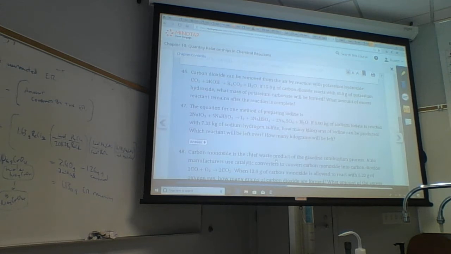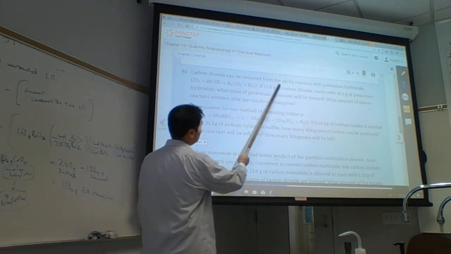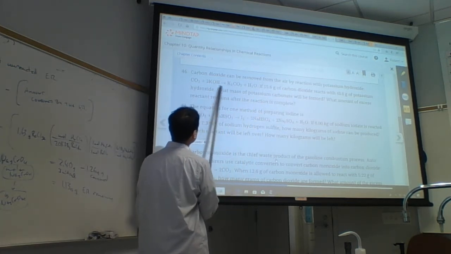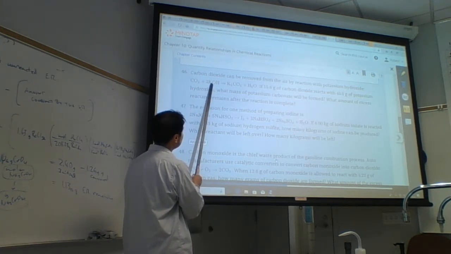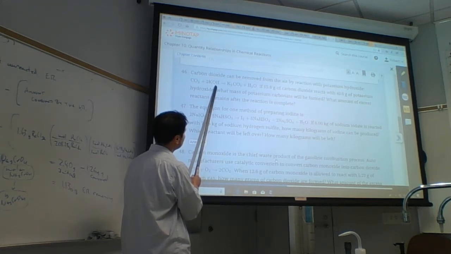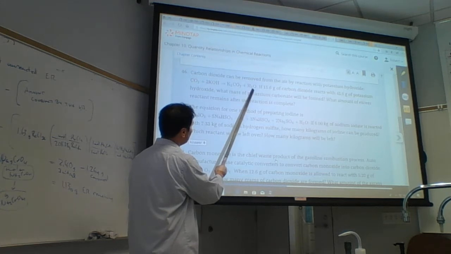Take a look at number 46. Number 46: carbon dioxide can be removed from the air by reaction with potassium hydroxide. So if we look at this, this is a Lewis acid-base reaction. CO2 is a Lewis acid. Potassium hydroxide is a Lewis base. It's also a Bronsted base. This is going to form potassium carbonate and water.